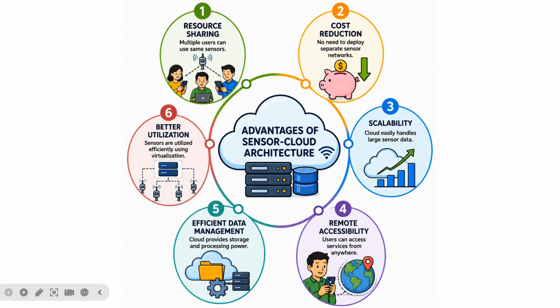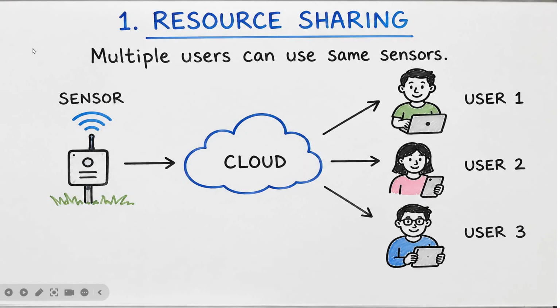Then you have better utilization, wherein the sensors are utilized efficiently using virtualization. Now we will look at these one by one in detail. So the first is resource sharing.